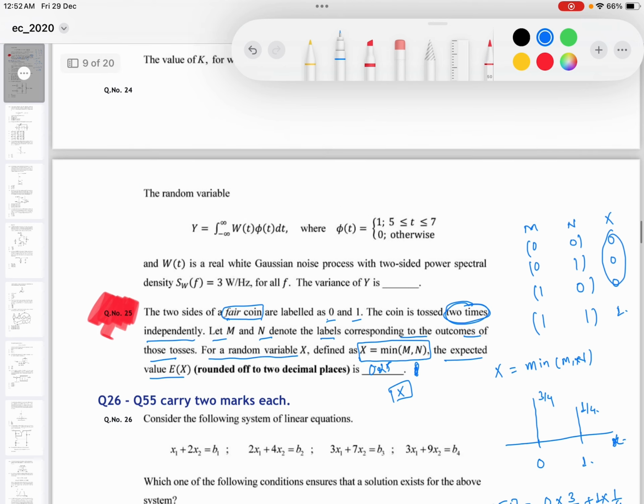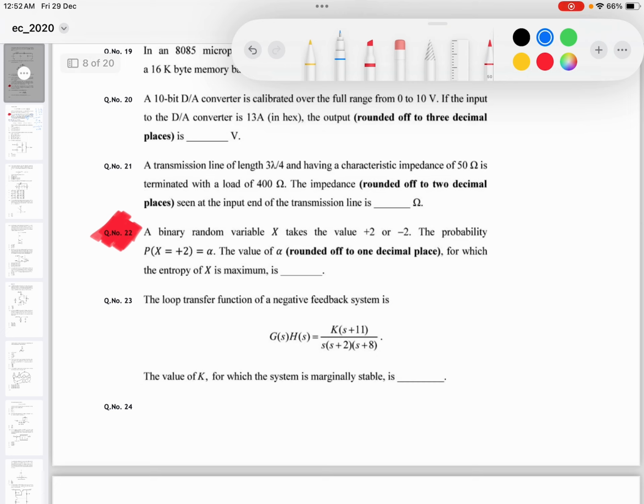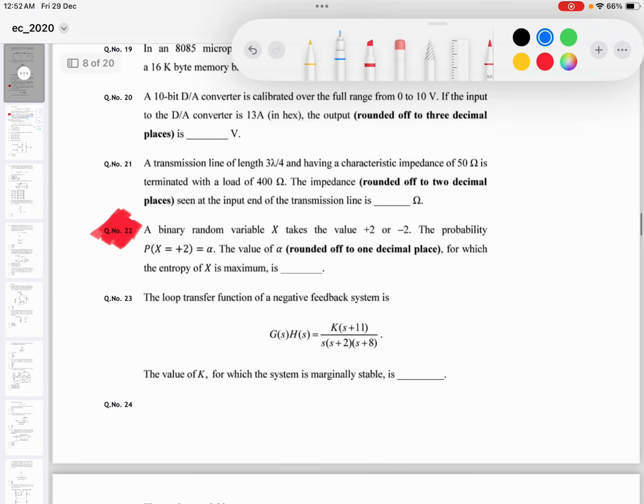Okay, now let's look at the next question. Question number 25 is more oriented towards electronics and communication. That question is from, I think, digital communication, but still let's look at it. A binary random variable x takes value plus 2 and minus 2. The probability that x is equal to 2 is alpha. Then the value of alpha for which the entropy of x is maximum. So entropy, okay, I should not discuss this question in detail, but let me just give you an answer.